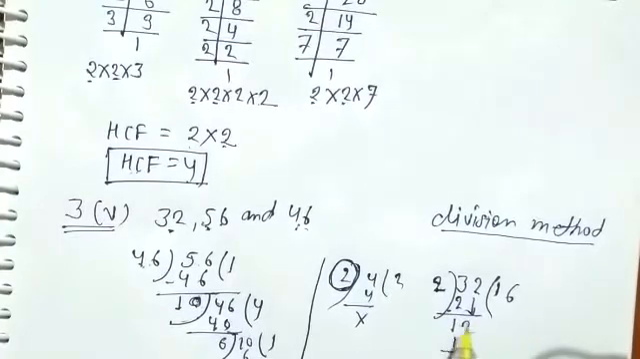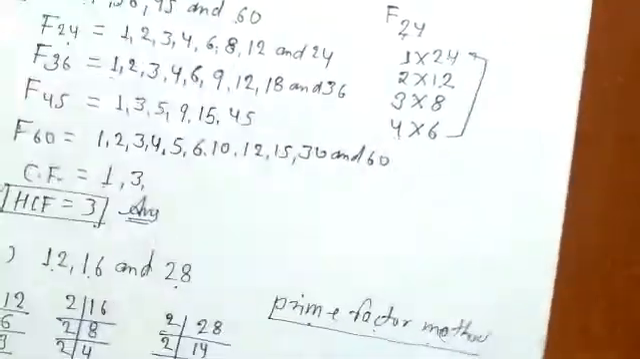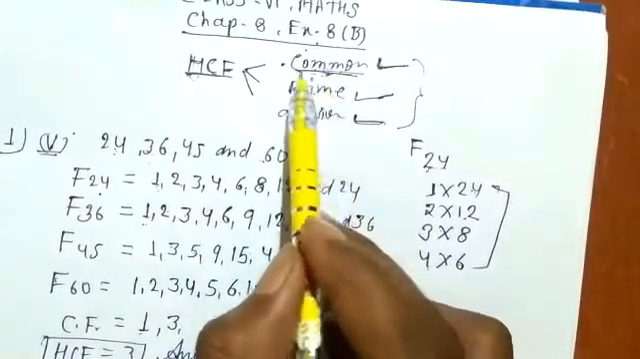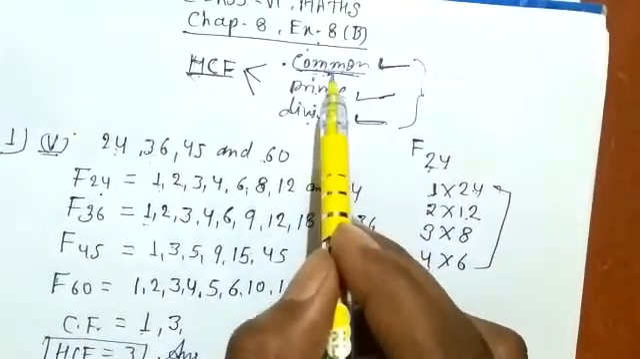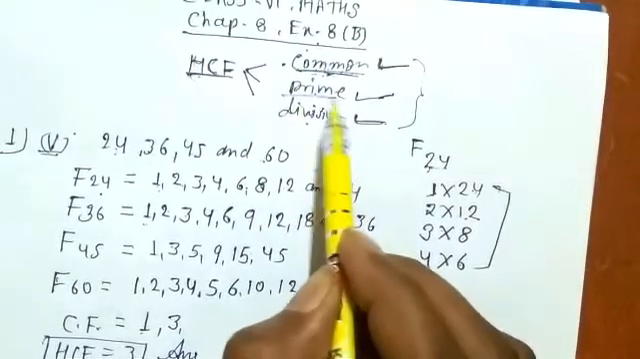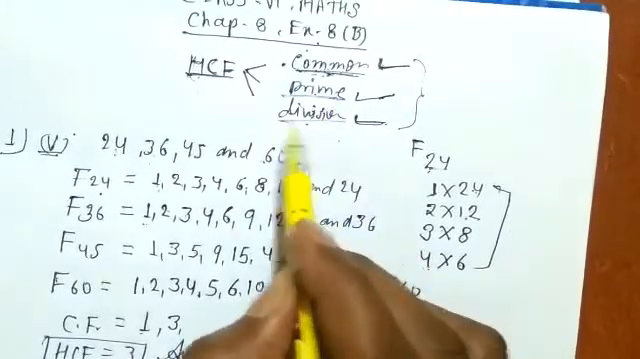I hope you have understood how to find the HCF using all these three methods. First, the common division method, in which we find the common factors. Then the prime factors method, in which we first find the prime factors of the given numbers and then the HCF. Then the division method.